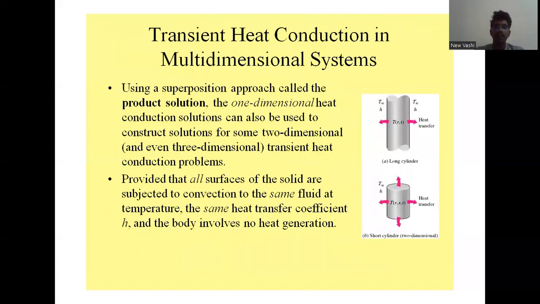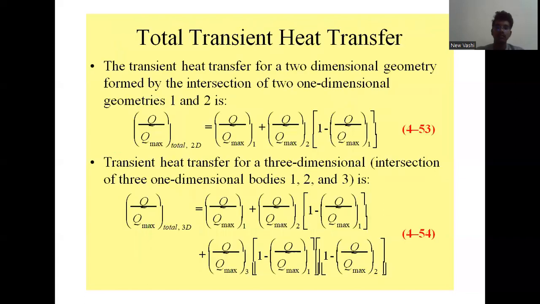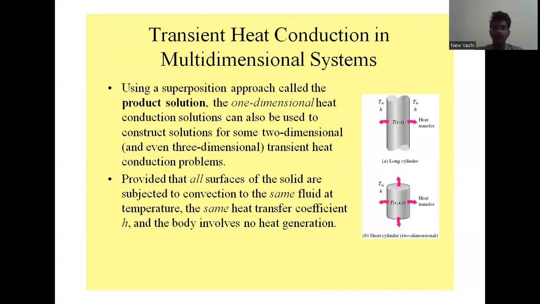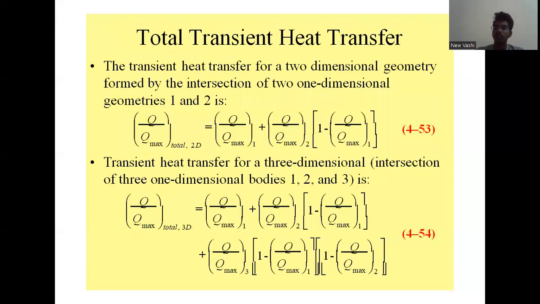Transient heat conduction in multi-dimensional systems. Using a superposition approach called a product solution, the one-dimensional heat conduction solution can also be used to obtain solutions for some two-dimensional and even three-dimensional transient heat conduction problems, provided that all surfaces of the solid are subject to convection to the same fluid temperature, the same heat transfer coefficient h, and the body involves no heat generation.